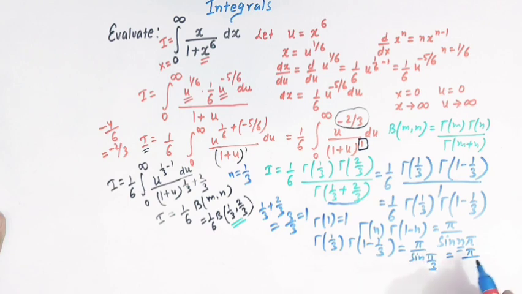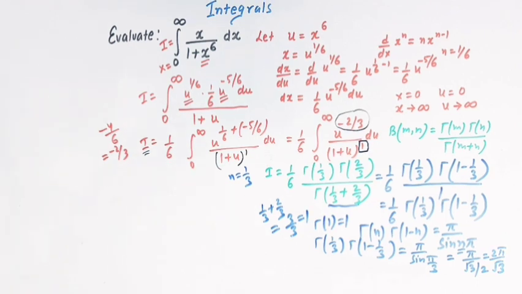Now sine 60 degrees is equal to root 3 over 2, that is square root of 3 over 2. So we have 2 pi over square root of 3, right?